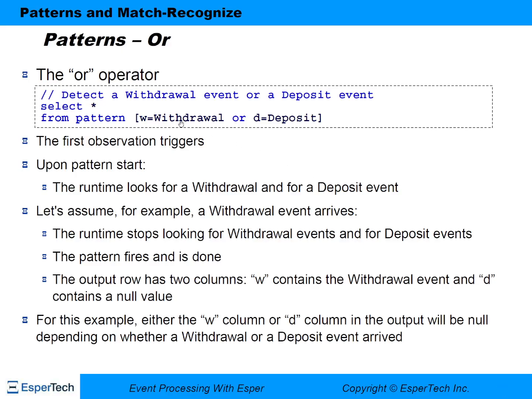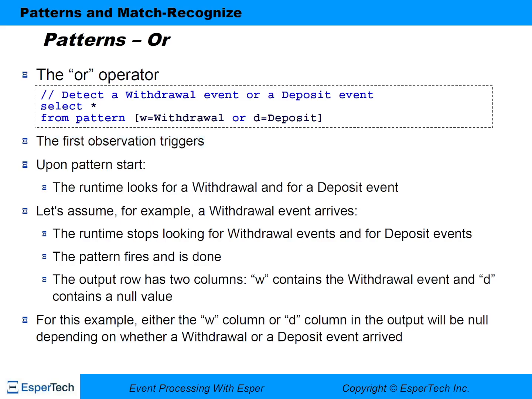Use the OR operator to connect observations wherein one observation only needs to occur. Suppose that we need to detect a withdrawal event or a deposit event. The sample is simply: select star from pattern W equals withdrawal or D equals deposit. The first observation triggers the OR operator.